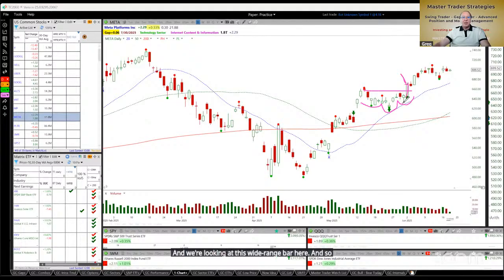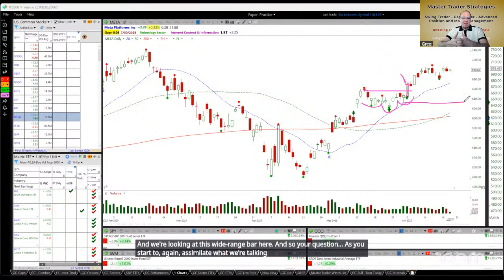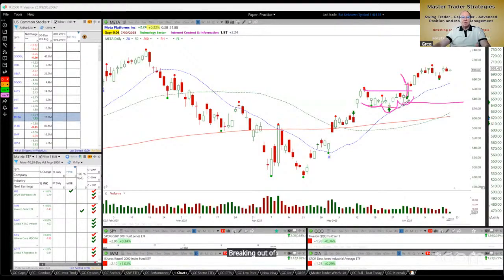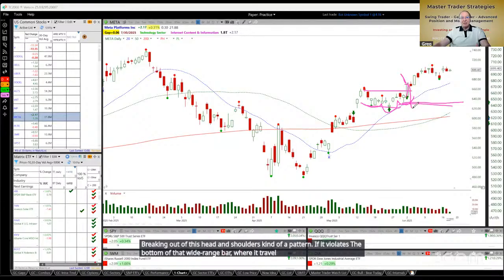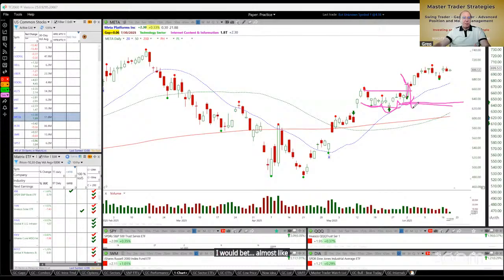And so your question, as you start to assimilate what we're talking about, I'm not demeaning you in any way, but it does come down to common sense. If I have a wide range bar breaking out of this head and shoulders kind of a pattern, and it violates the bottom of that wide range bar where it travels from here down to here, I would bet with almost 99% probability of being correct that it's going to violate the head and break below it, because that's a shock. Right? So shock patterns is another conversation.